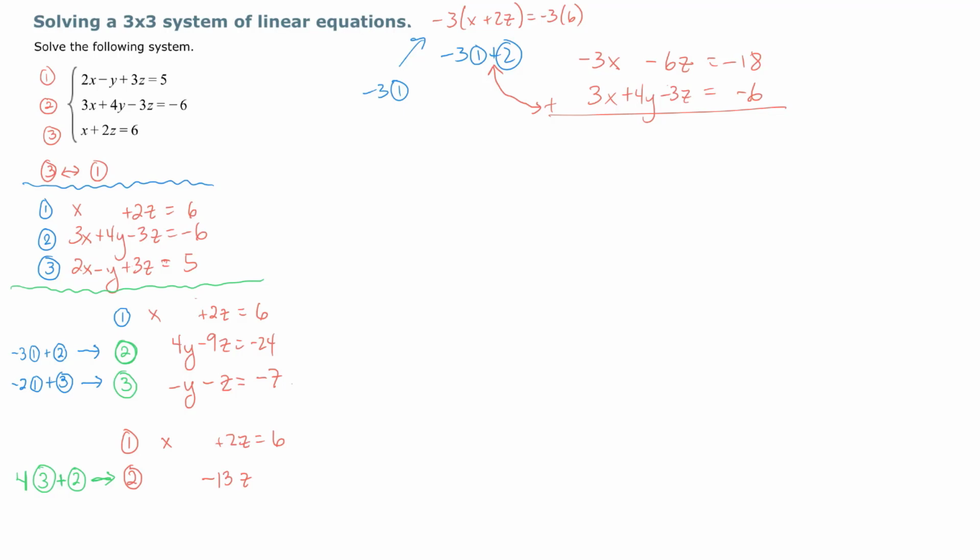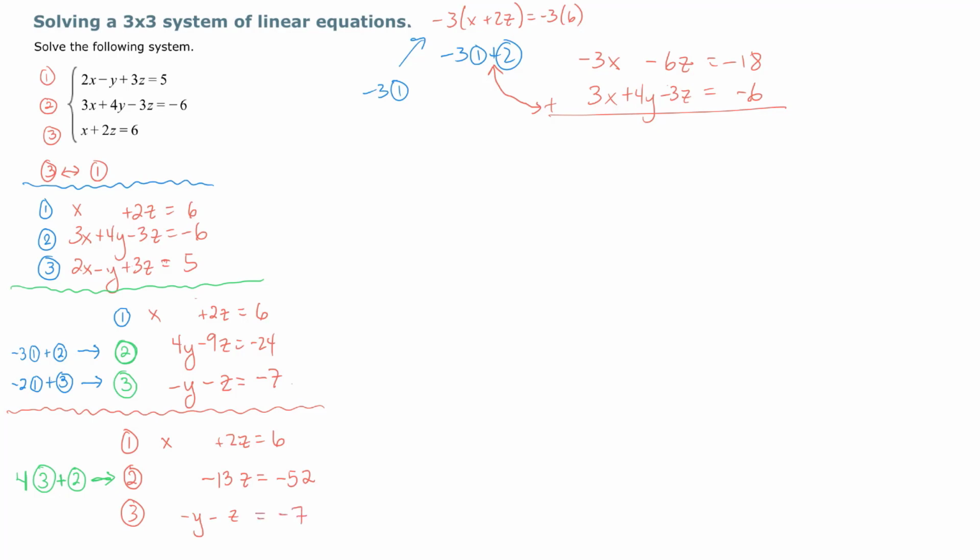And then we also have negative 28 added to negative 24. So negative 52. And then we did not change equation 3 at all. So equation 3 stays the same. I should draw another wiggly line here. There we go. All right. So equation 3 stays the same. Negative y minus z is equal to negative 7.